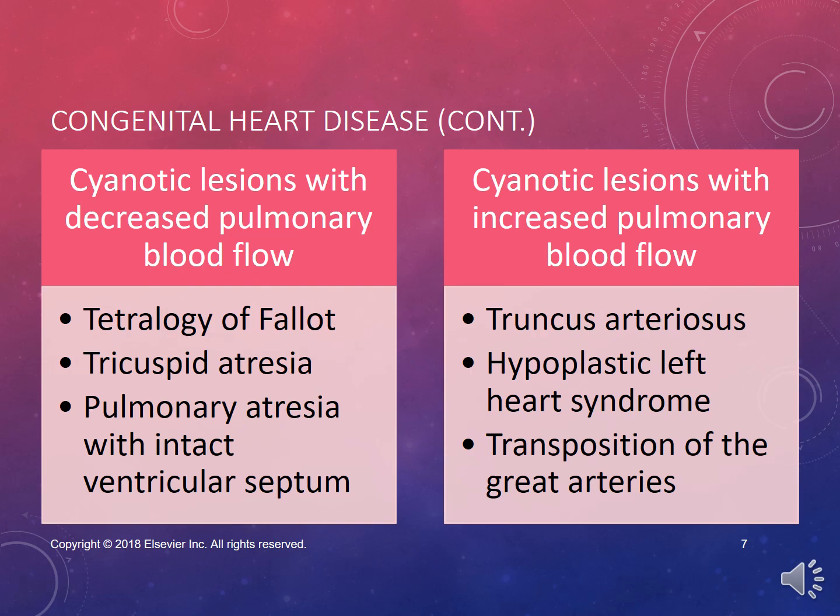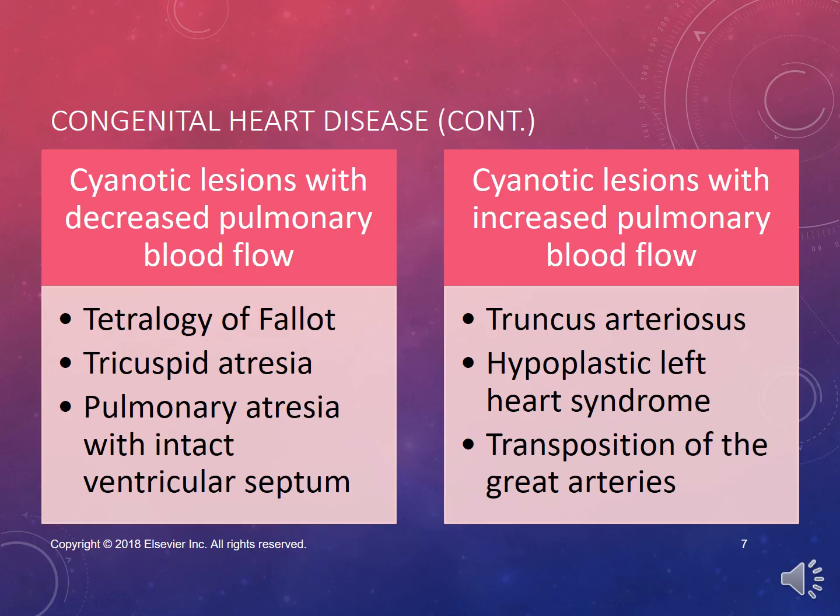Moving on to cyanotic lesions with increased pulmonary blood flow. So tetralogy had decreased pulmonary flow. This has an increased pulmonary flow. So, transposition of the great arteries. This is an abnormal separation and rotation of the truncal arteries. So the aorta and the pulmonary artery are switched. The aorta is taking blood from the right and the pulmonary artery is taking blood from the left. It shouldn't be the opposite way.